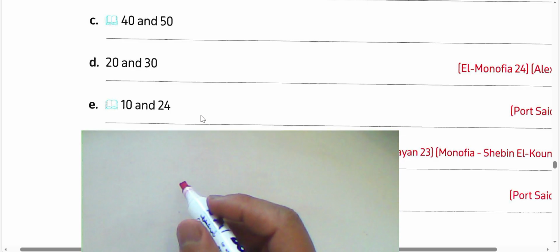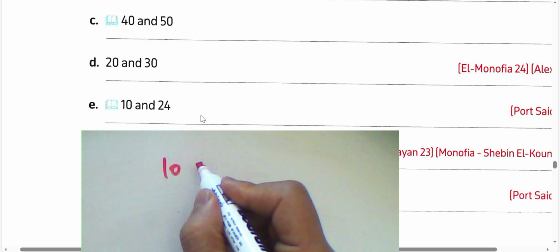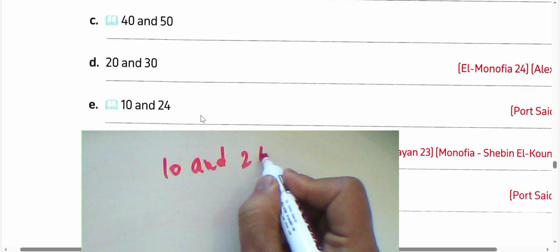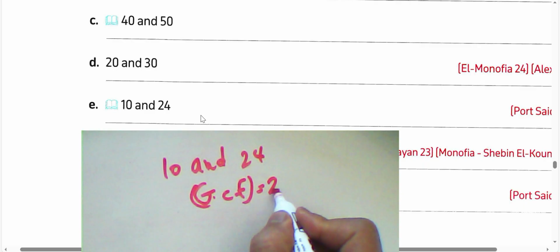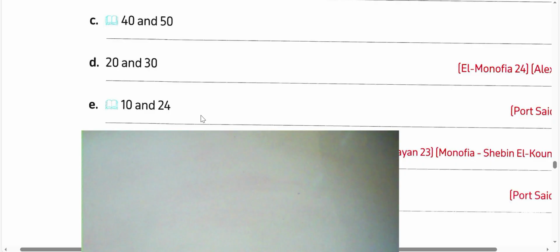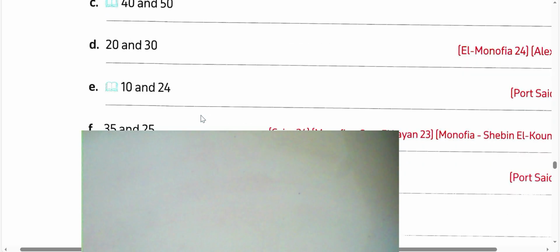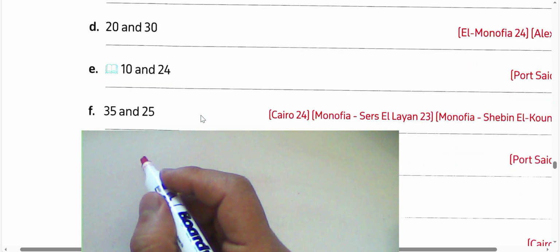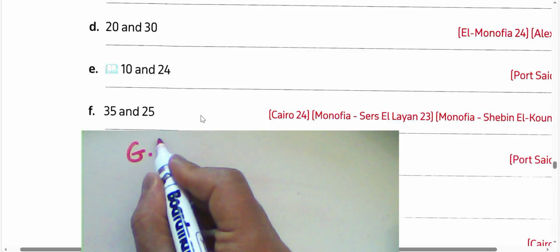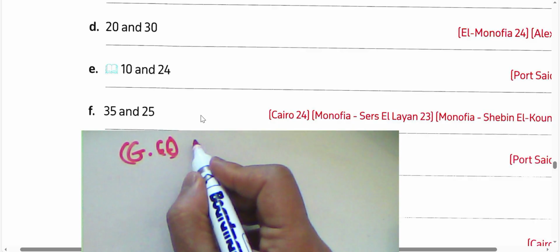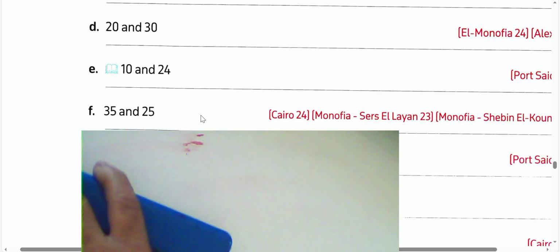24, the common factor between them equals 2. This common factor will be 2. And what is the number here? 35 and 25 can be divided by 5. The greatest common factor between them is 5.